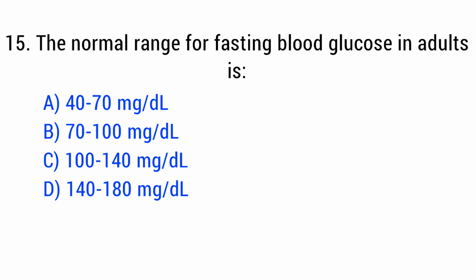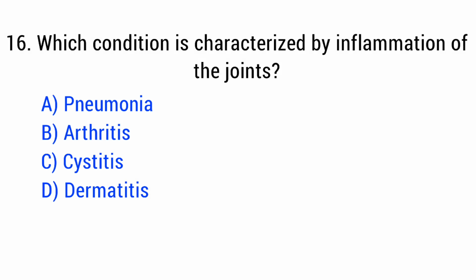Question number 15. The normal range for fasting blood glucose in adults is. The right answer is option B, 70 to 100 mg per deciliter. Question number 16. Which condition is characterized by inflammation of the joints? The right answer is option B, arthritis.